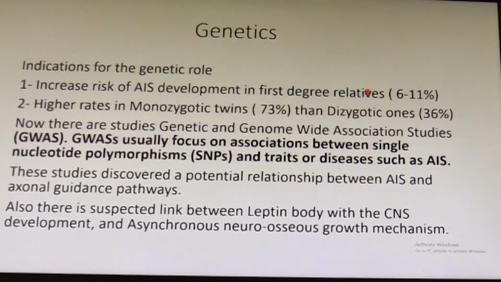These studies discovered a potential relationship between adolescent idiopathic scoliosis and axonal guidance pathway. Also, there is a suspected link between leptin deficiency with the central nervous system development and asynchronous neuroosseous growth mechanism. That will be some retardation of the neuroosseous growth mechanism with the leptin deficiency.